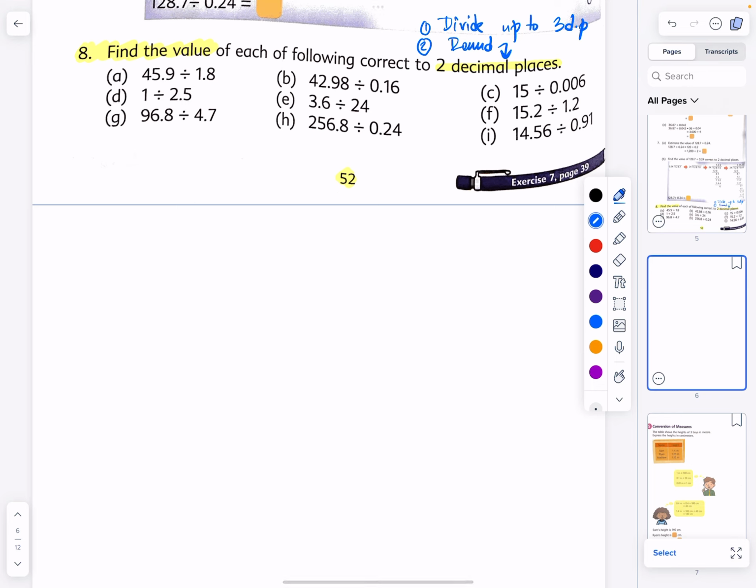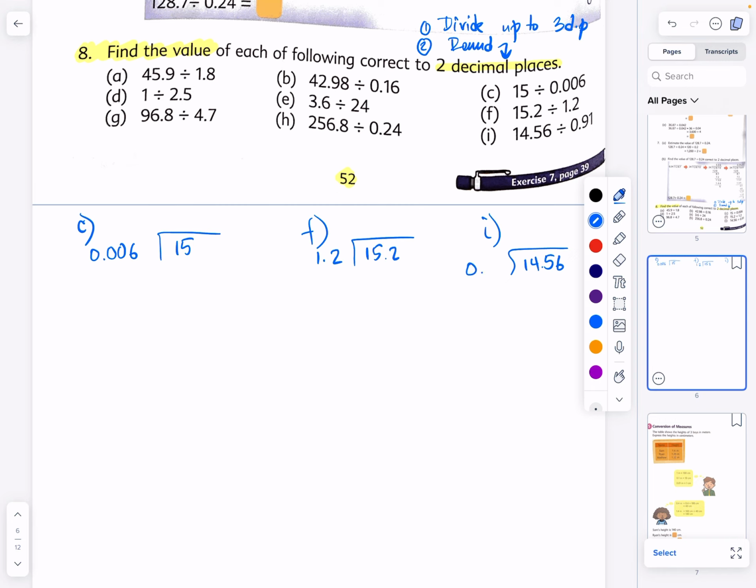So what can we do on this page? Let's just do at least one last box. Let me do C. We will do F. And we will do I for igloo. Let's rewrite. 15 divided by 0.126. Okay, let's rewrite. 15.2 divided by 1.2. And here 14.56 divided by 0.91.